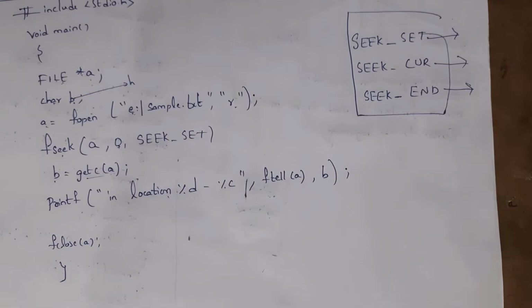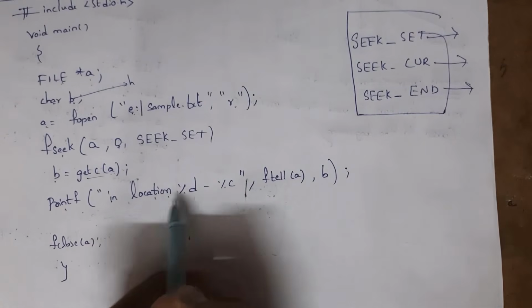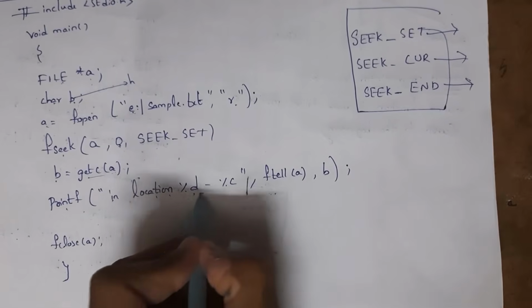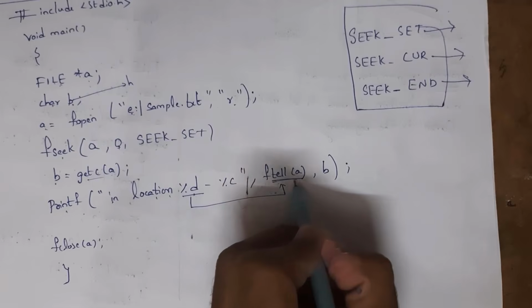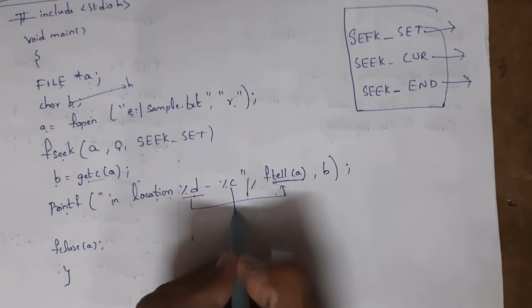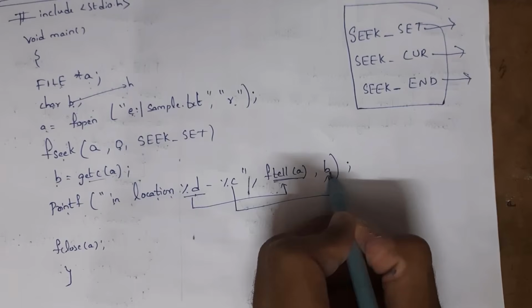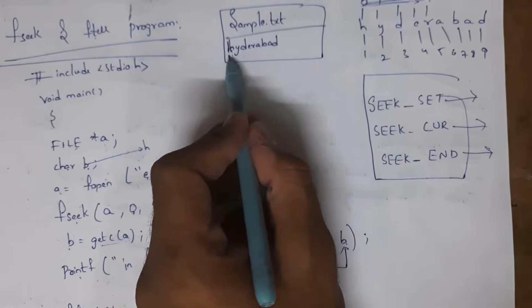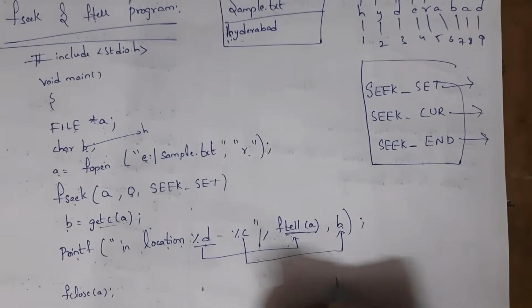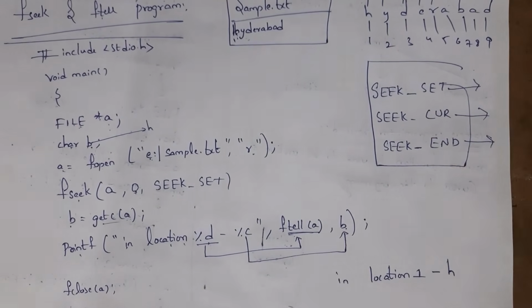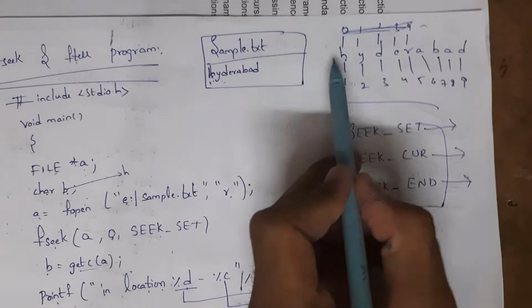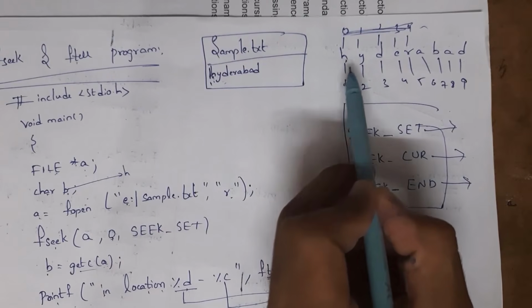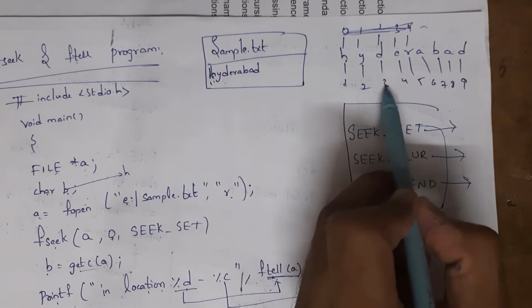In order to print output, I need to write here printf, in location %d. This %d is for ftell of A. I will explain what is the use of this ftell of A. This %c is for character B. Character B contains the value H. So I will get output as: in location 1 H. This is the output. This ftell function will say the current location. Here my text is Hyderabad. So H is present in location 1, Y in location 2, D in location 3, and so on.